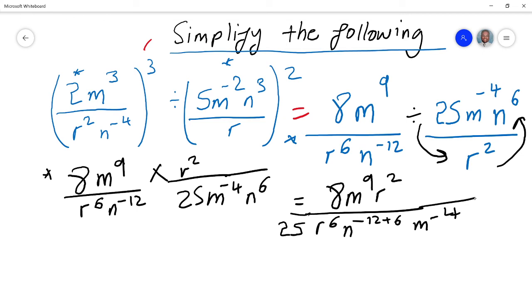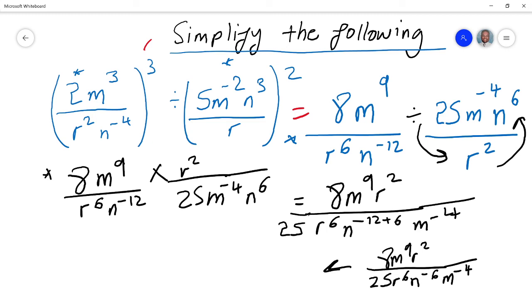All right, now this looks complex, but what we're literally doing is we are simplifying this. All right, so let's write this down. Let me simplify this. You're going to get 8 m to the power 9 r to the power 2 divided by 25 r to the power 6 n to the power negative 6 and m to the power negative 4. You know, that's literally what we're doing. All right, because negative 12 plus 6 is negative 6. So that's n to the power negative 6 and m to the power negative 4.